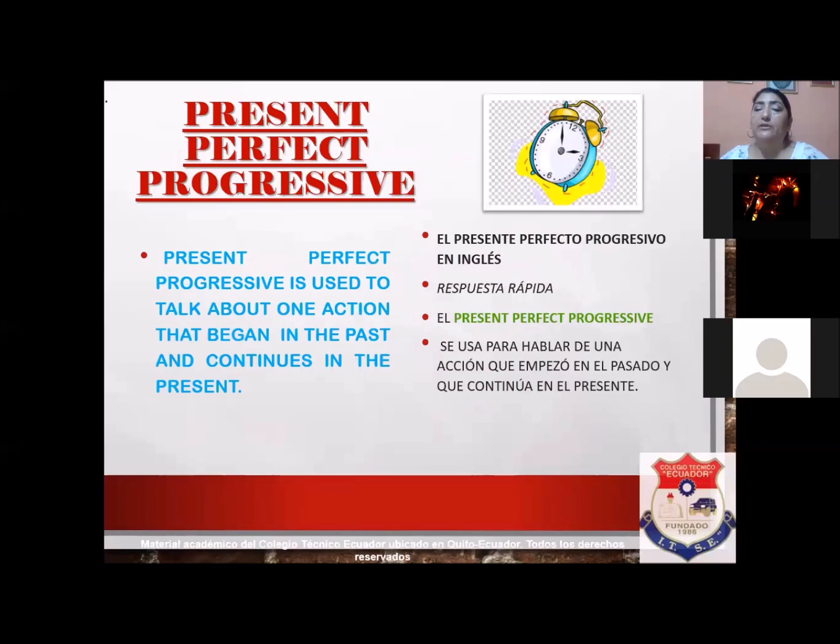The present perfect progressive. Look, you have the explanation in Spanish too, so you can understand. It's in order for you to understand my explanation. I am speaking in English. You remember I try to speak in English all the time, maybe 90% of the class I speak in English, but some parts I speak in Spanish.